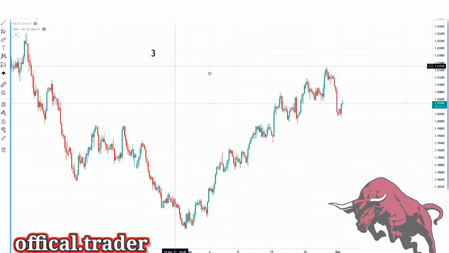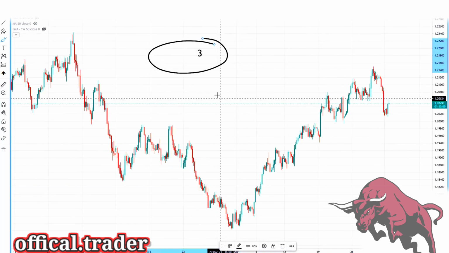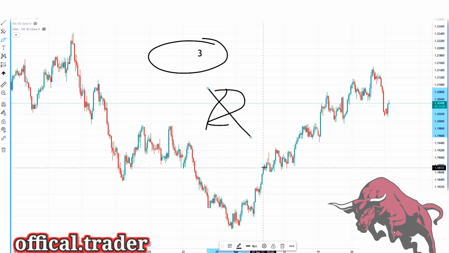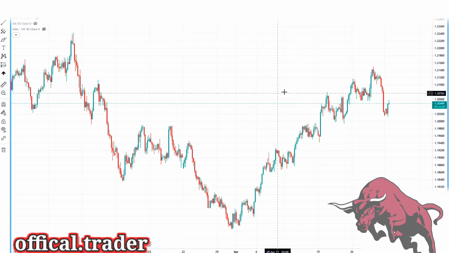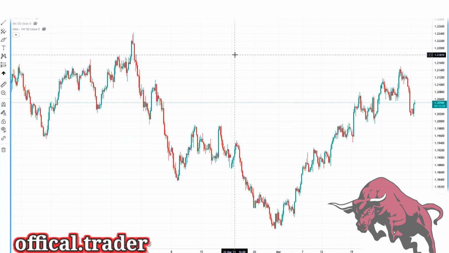A trendline needs 3 points to accurately describe a trendline. 2 is not enough because you can always connect any 2 random points on a chart. 3 is the magic number. If you don't have 3 touch points on a trend line, you don't have a trend line. And then the next question that comes up is, are you connecting the highs and the lows?